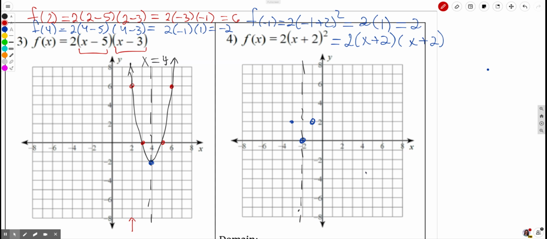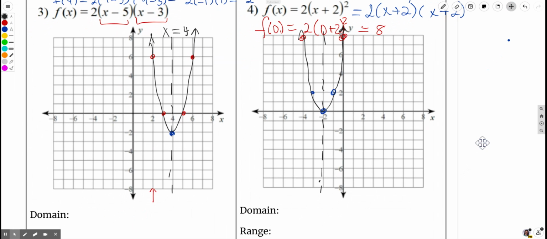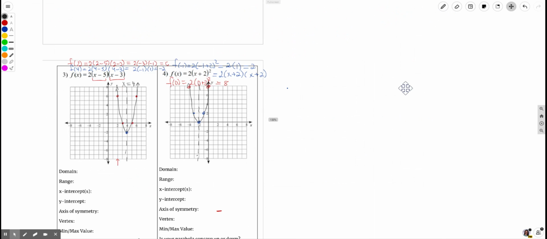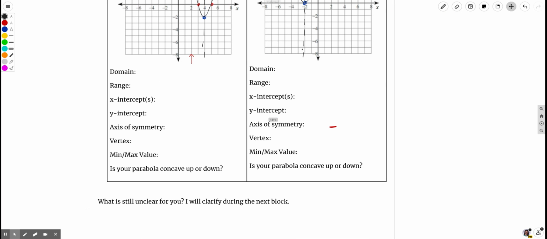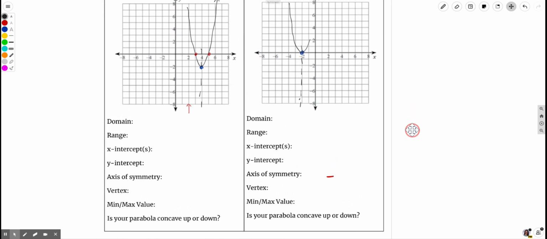The other x value I'm interested in is going to be f of 0. So f of 0 means that everywhere where we see an x, we're going to substitute in a 0. So we're going to have 8 as our output. So it's right here. And if you notice, they are quite similar in shape because they both have a value of 2. Okay, so let's take a look.